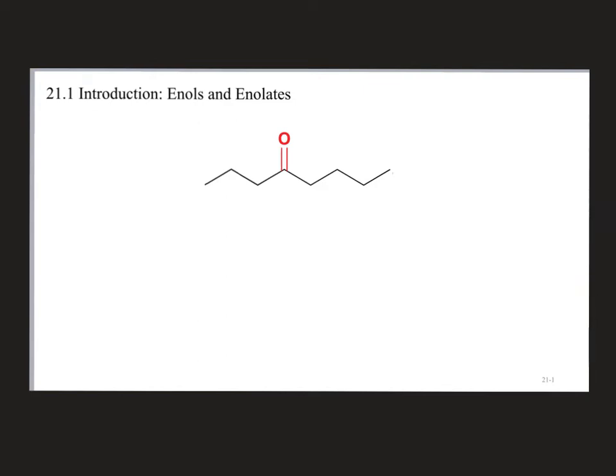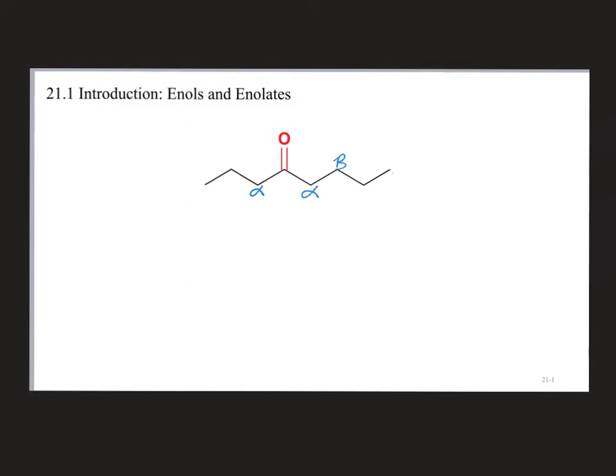All right, let's start chapter 21, alpha carbon chemistry. So we're going to first start off talking about what we mean by alpha carbon. So we're looking at the carbon that's directly connected to the carbon of our carbonyl. These are our alpha carbons.